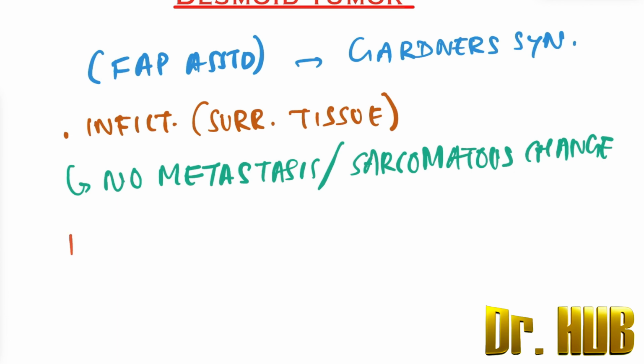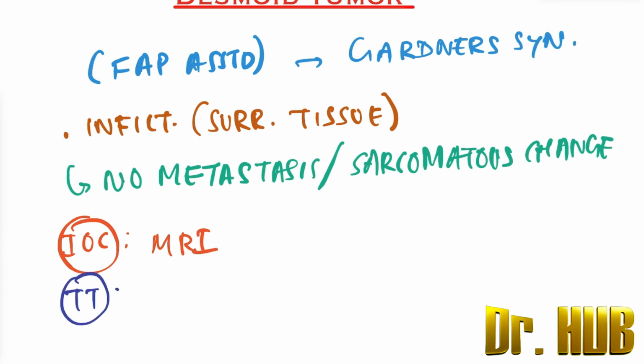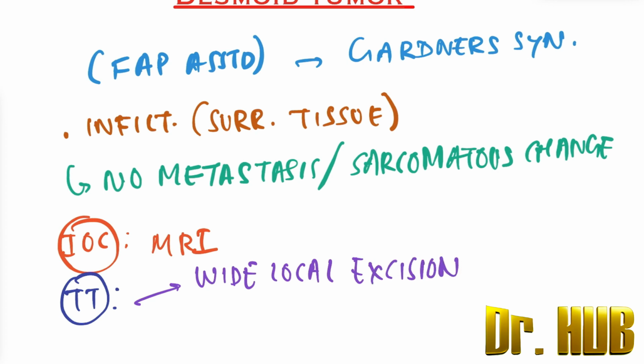So what is the investigation of choice? The IOC here is going to be the MRI. And what will be the treatment? The treatment will be a wide local excision with the negative margin.